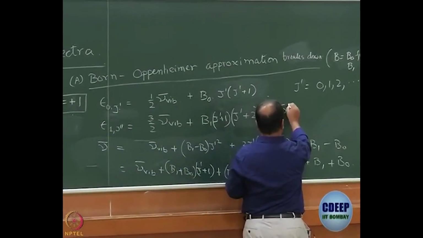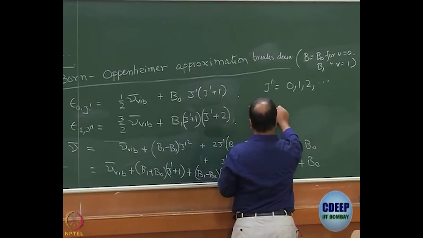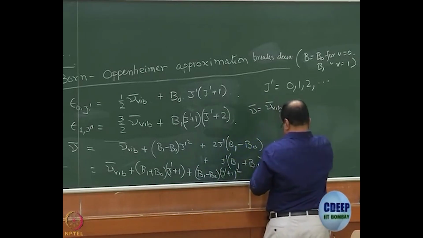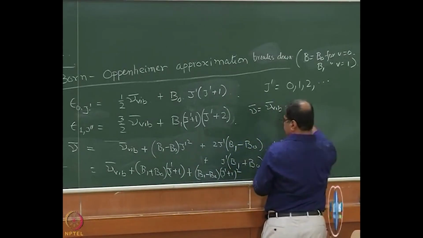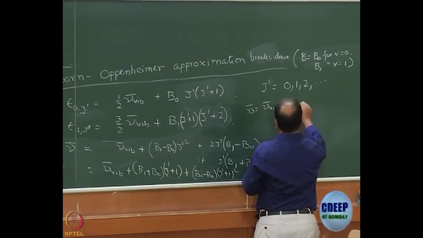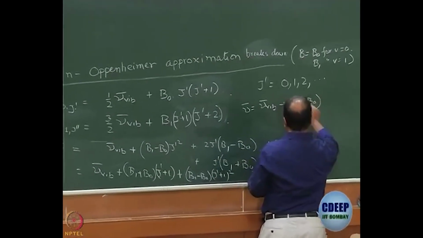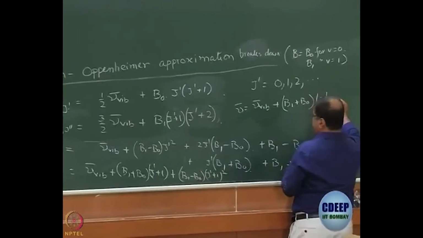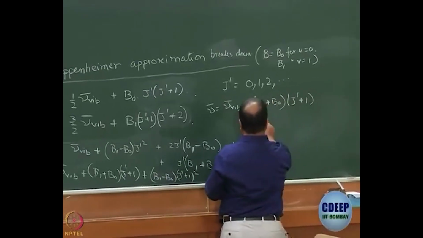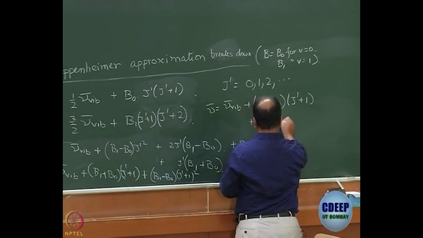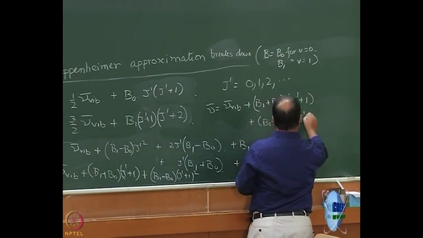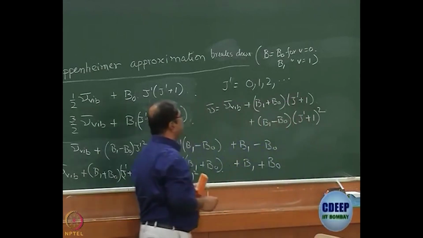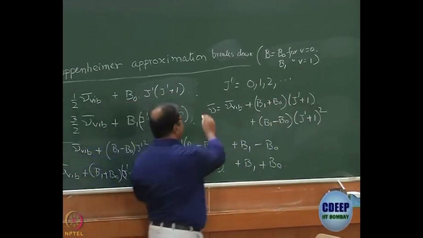Nu bar is nu bar Vib plus B1 plus B0 into j dash plus 1 plus B1 minus B0 into j dash plus 1 whole square. What is the range of j dash? 0 onwards, right? So, this is the expression I have.